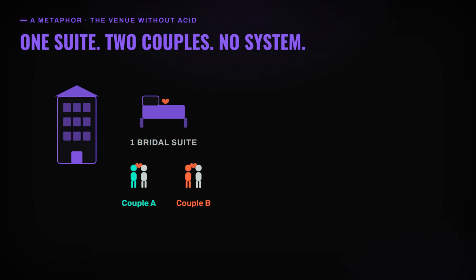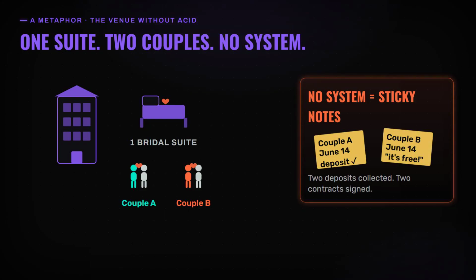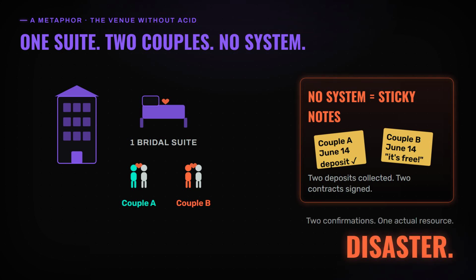Picture a wedding venue. They have one bridal suite. 2 couples want it for the same Saturday in June. Both call to book. Now imagine the venue manager has no system. Couple A calls and says, "We'll take it. Here's our deposit." The manager writes it on a sticky note. Before she files the contract, couple B calls. The sticky note's on her desk, not in the book yet. So she tells couple B, "Yes, June 14th is free." 2 deposits collected, 2 contracts signed, 1 bridal suite.